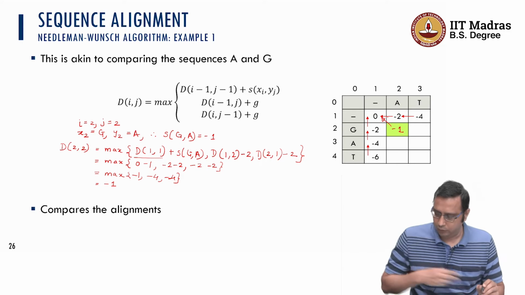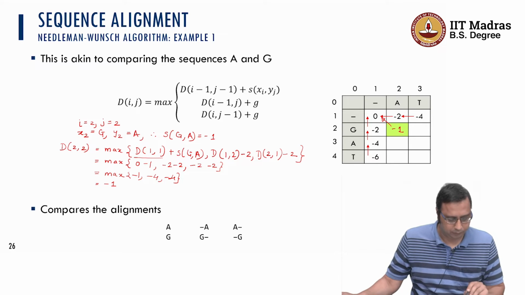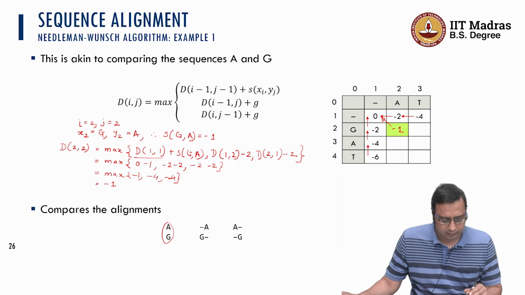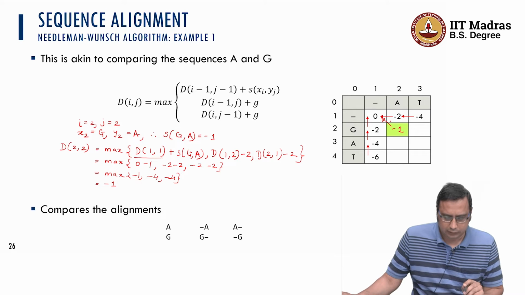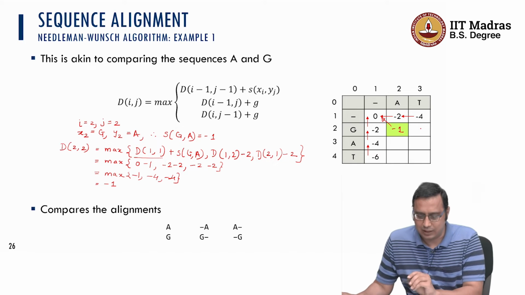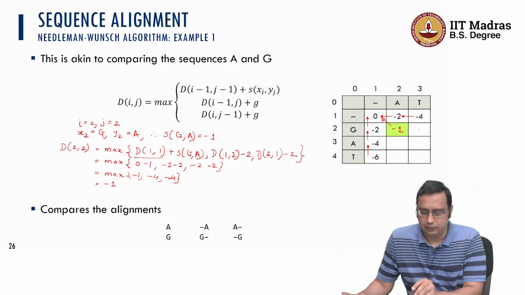Okay. So the alignment here, which we are comparing, is G with a gap, and A with a gap, and similarly A with a gap and G with a gap. So these three we are comparing, and this is the way the alignment works. This is the alignment. Now we'll go for the next cell, which is this one.